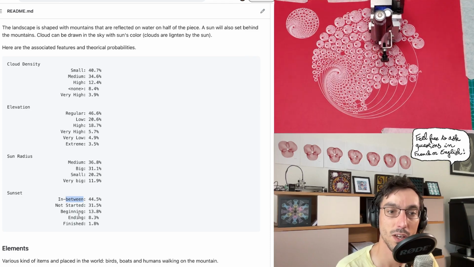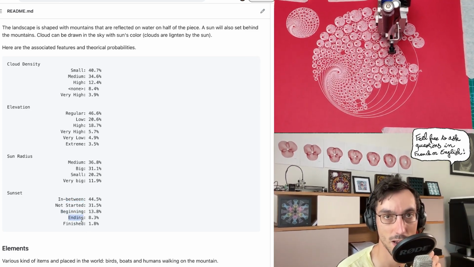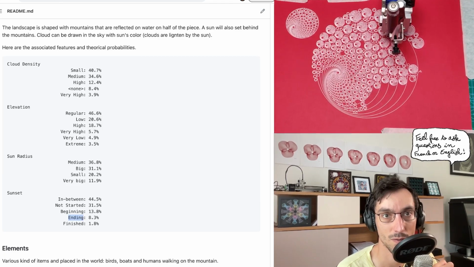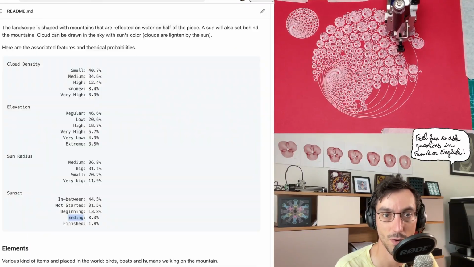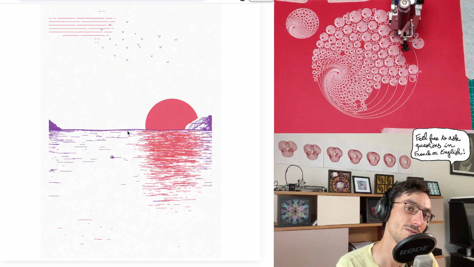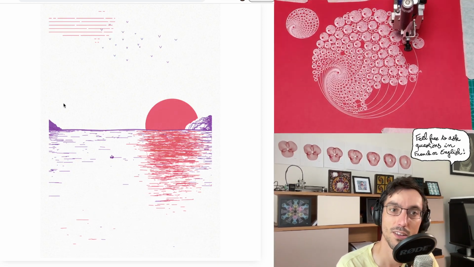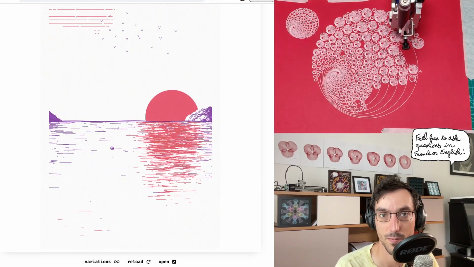Oh, in the middle, okay. And here beginning is almost touching a tiny bit, ending it's almost no longer visible, and finished it's like you don't see the sun at all. So that will be quite rare to have as well. Like here, I think it's very low, the mountain, which is still quite interesting in its way.